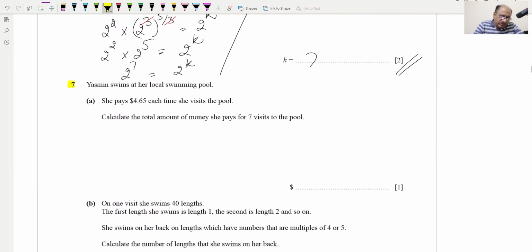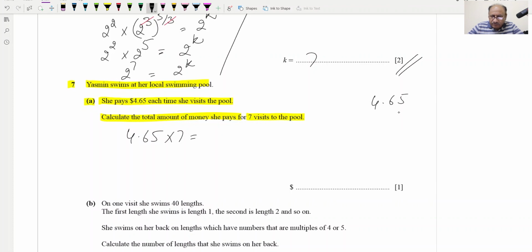Now question number 7. Question number 7 says Yasmin swims at her local swimming pool. A part, she pays $4.65 each time she visits the pool. Calculate the total amount of money she pays for 7 visits to the pool. So basically we have to multiply 4.65 by 7, and this will be equal to how much?